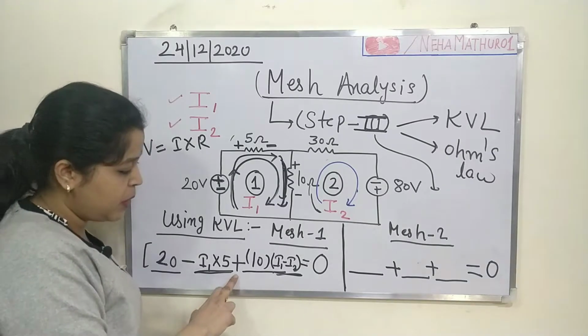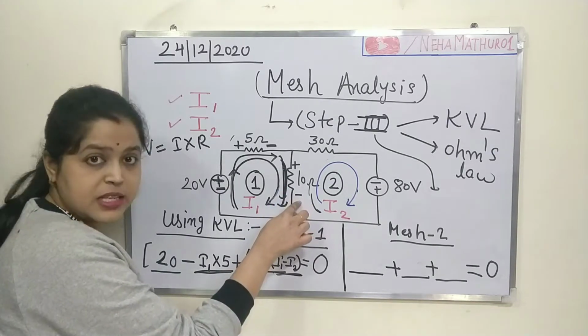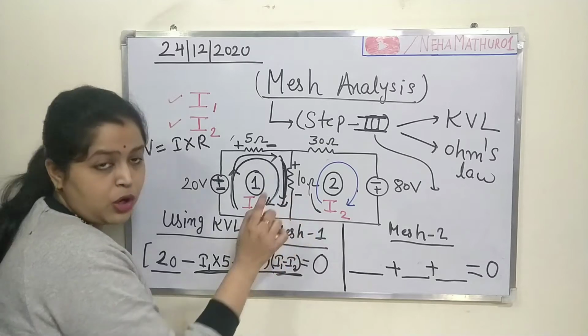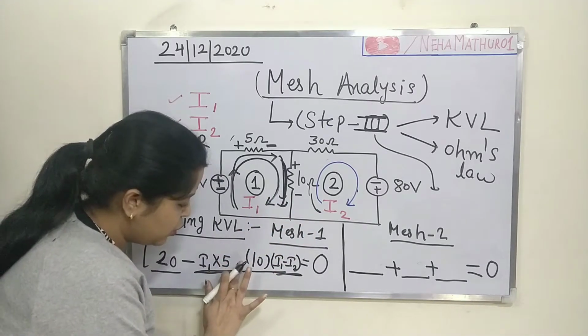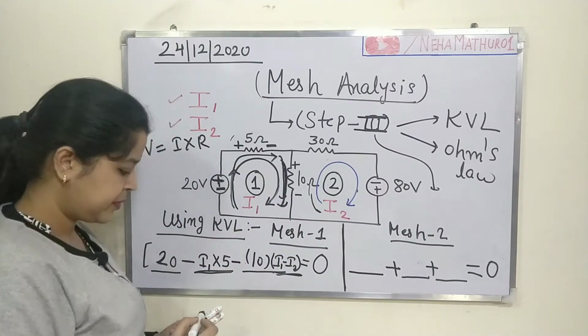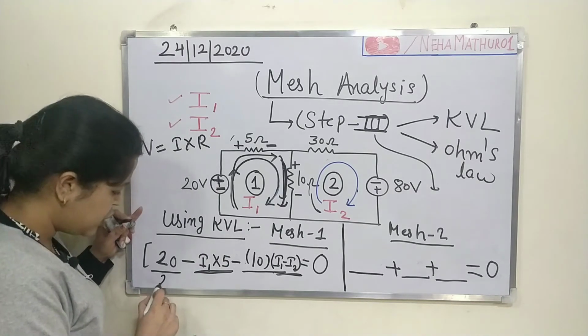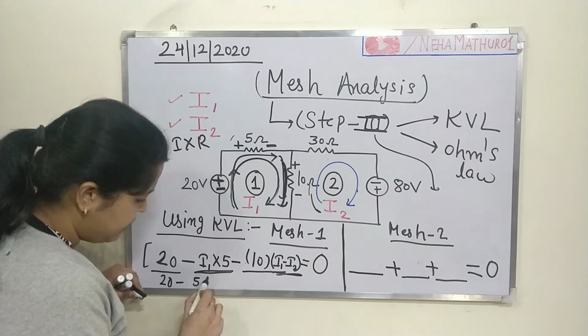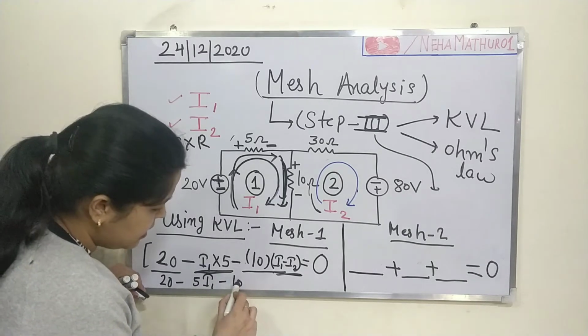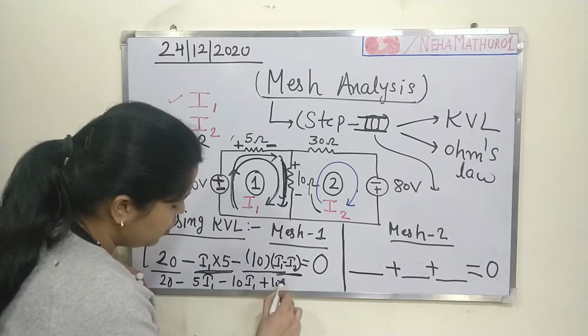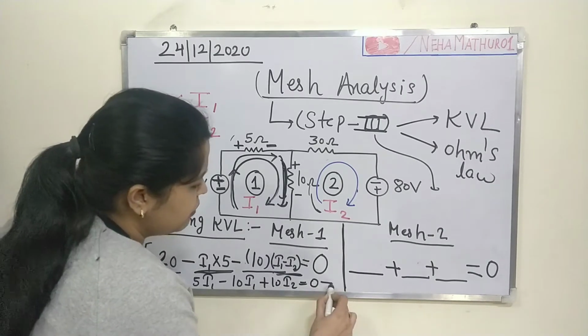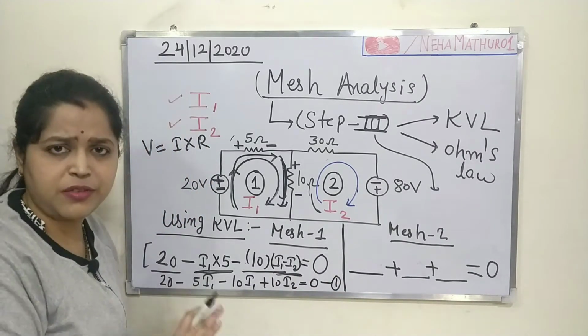Now what about the symbol over here? This is a resistor and the ending terminal of the resistor is again minus, so you will have to write minus, equal to 0. If you simplify the equation, it looks like 20 minus 5I1 minus 10I1 plus 10I2 equals 0. This is your first equation. Just leave it over here.